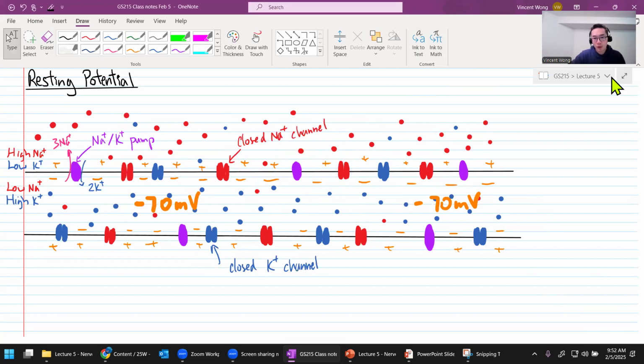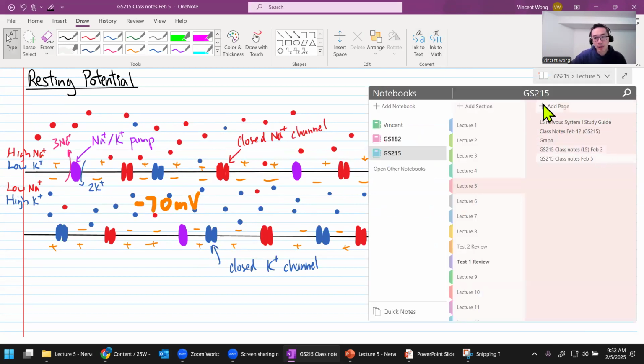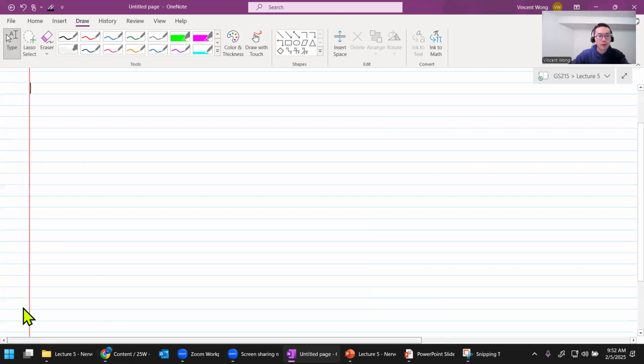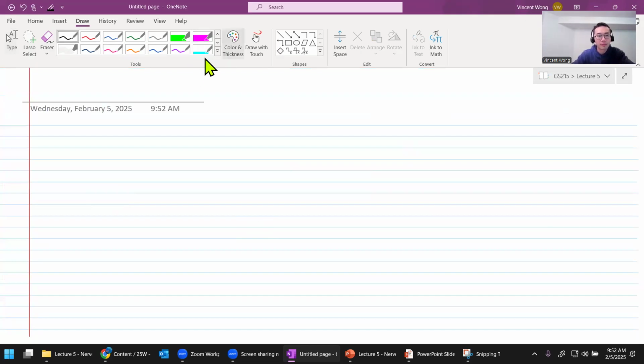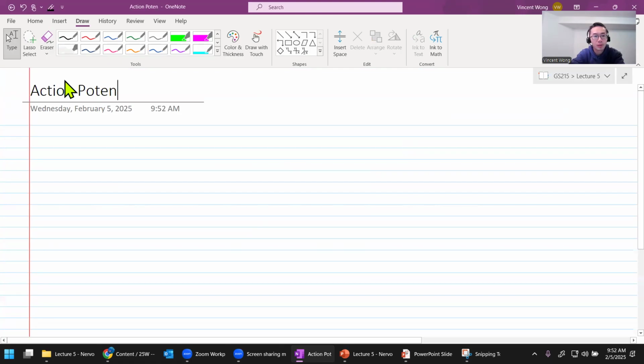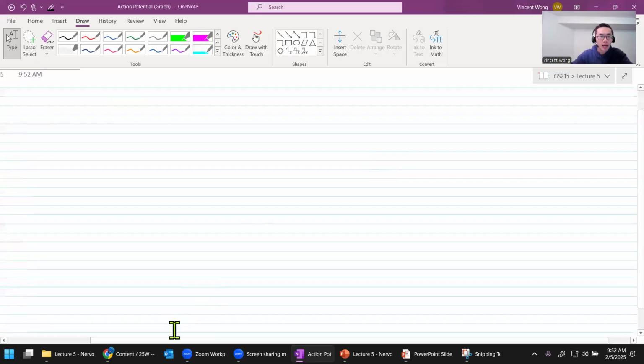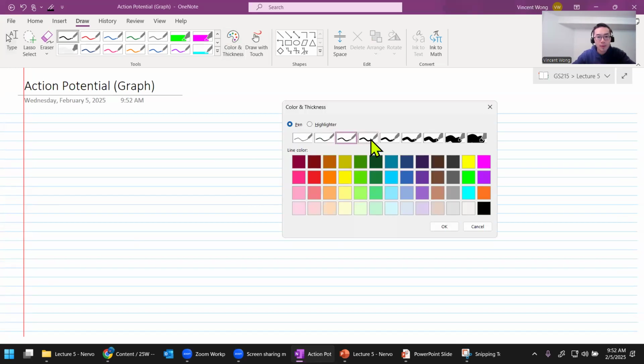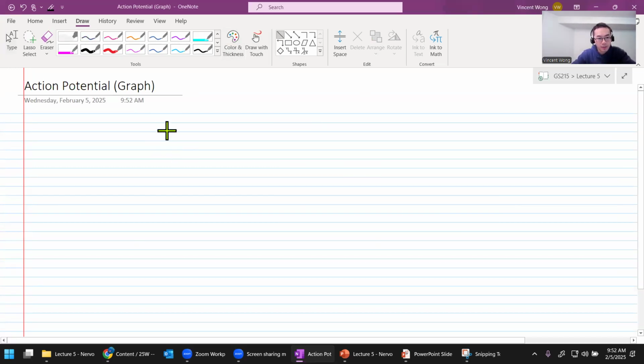So keep this with you. I'm going to start another note, and this would be for the graph. Okay, so this is for the graph. This is the action potential graph. So on a separate piece of paper, I want you to draw a graph that looks like this. I'll switch back and forth, okay? And I'll post both, obviously.